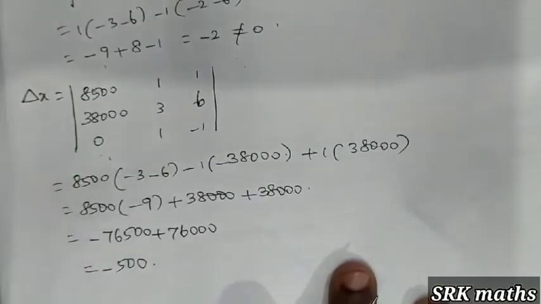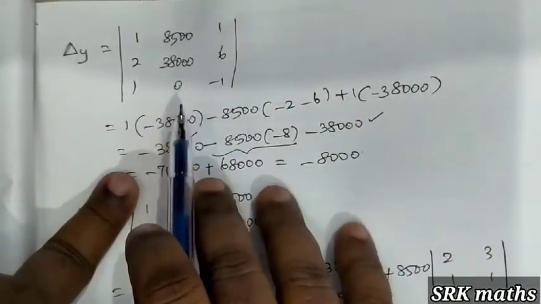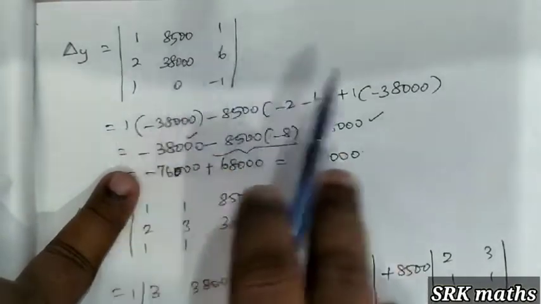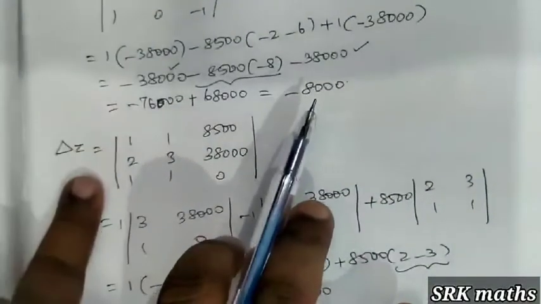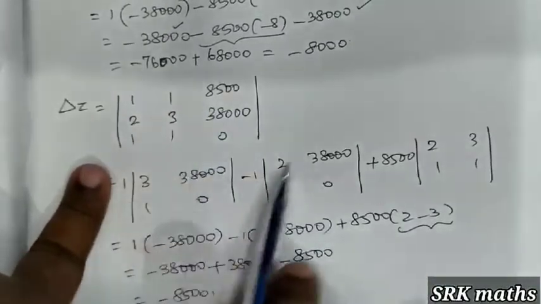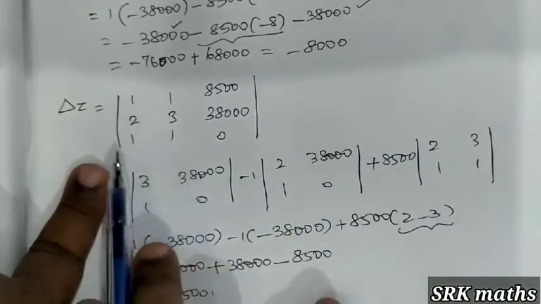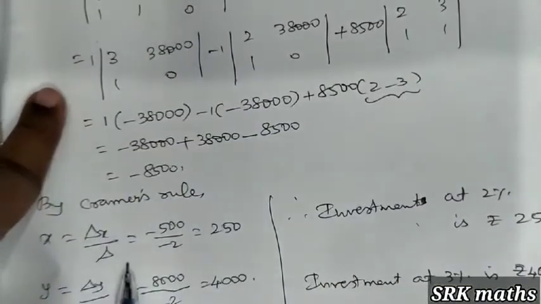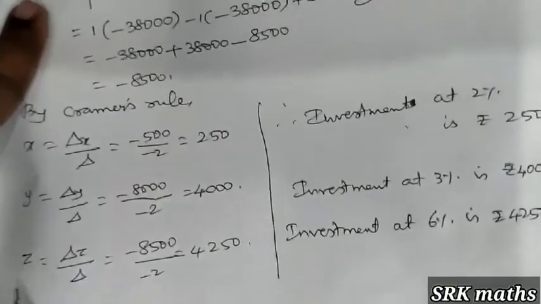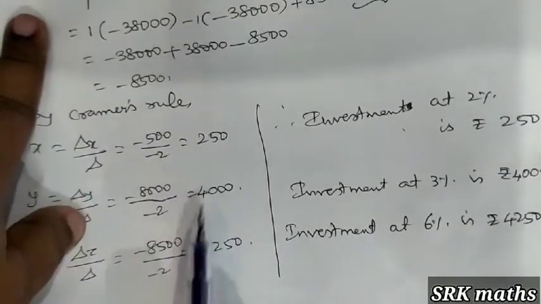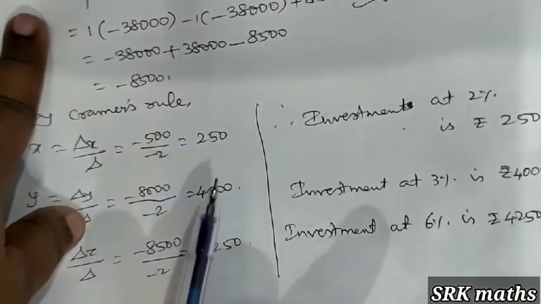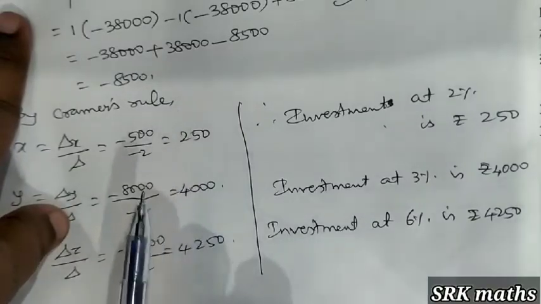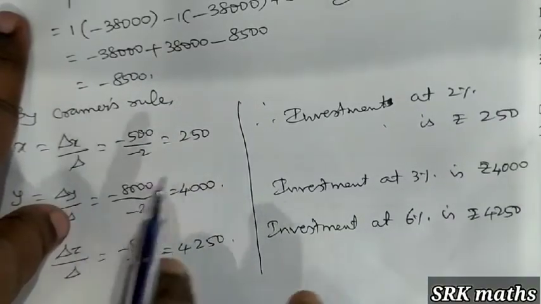Similarly, del y can be calculated. When you go for del y, you should change this y column, children, in delta. In delta, the whole y column is changed. And again, you are going to expand it and you will get minus 8,000 as the answer. Del z is nothing but changing the z column with the right hand side values, keeping x and y columns as they are. Okay. So by Cramer's rule, x equal to del x by del, y equal to del y by del, z equal to del z by del. Pick out the respective values, cancel and get it like this. All the answers must be positive because this is a rupees oriented problem. Investment cannot be negative. So the final answer must always be positive, right?